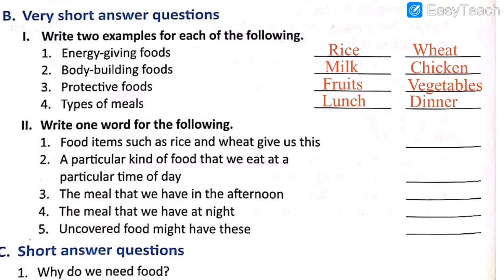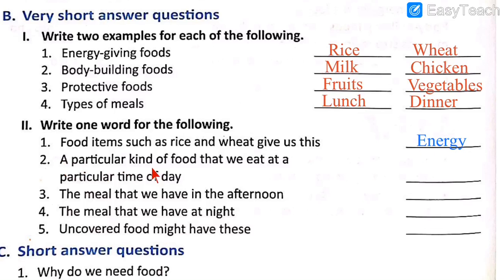So the word energy is what we get from them. Rice and wheat, they give us energy to work and play. So what do they give us? Energy. So the answer is energy. Food items such as rice and wheat give us energy to work and play.